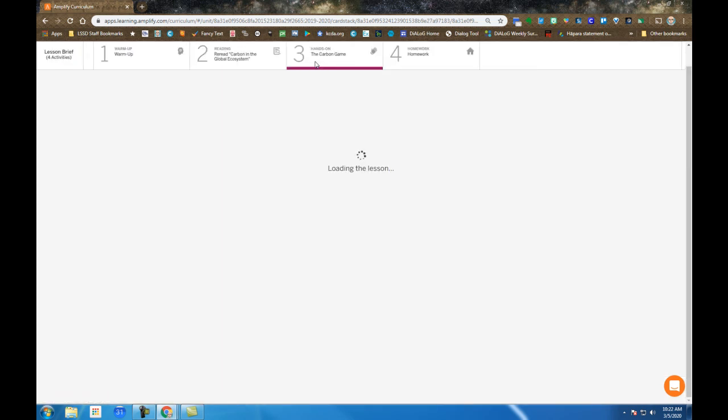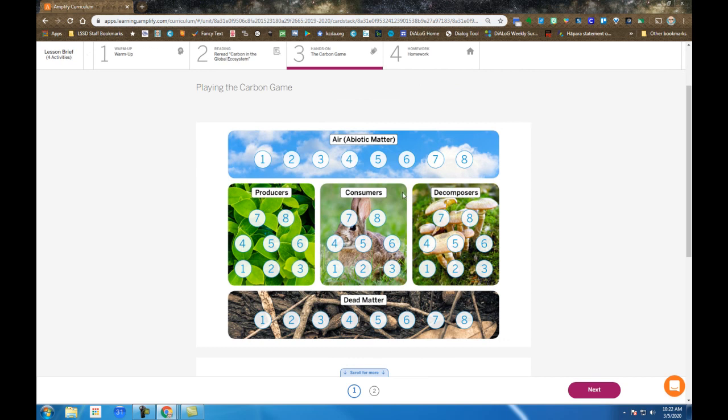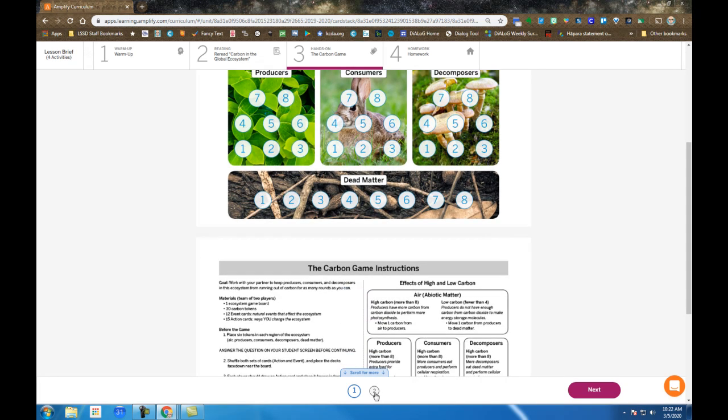In Step 3, you're playing the carbon game. Now, your game cards are in class. You could always print them off if you needed to play it at home and then grab some sort of tokens. But the instructions are there.